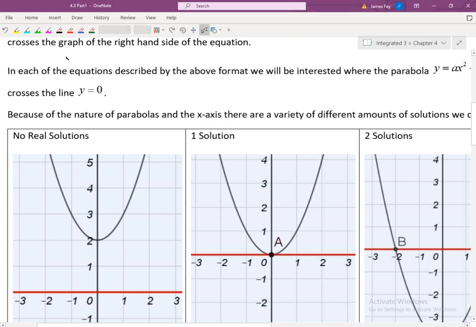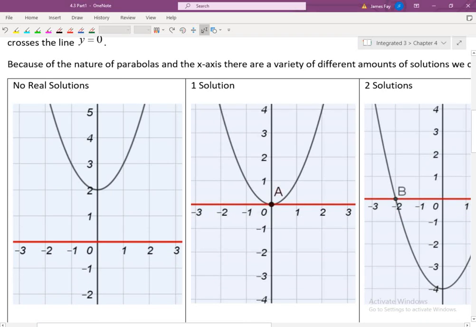If y equals 0, that would be this red line. Are you just talking about the y-axis? In this case, this is the x-axis. So whenever we say y equals 0, that's the algebraic representation of the x-axis.